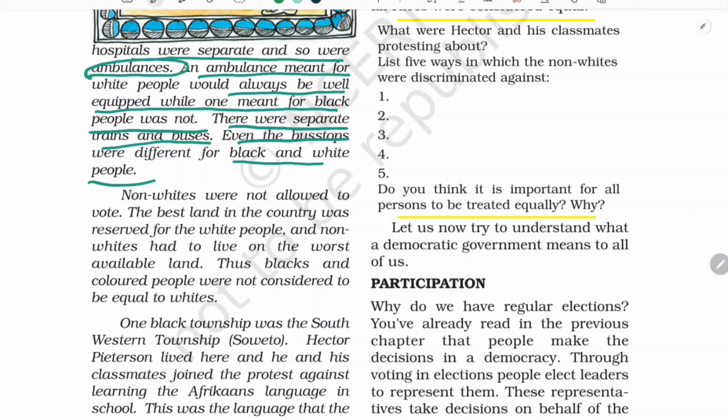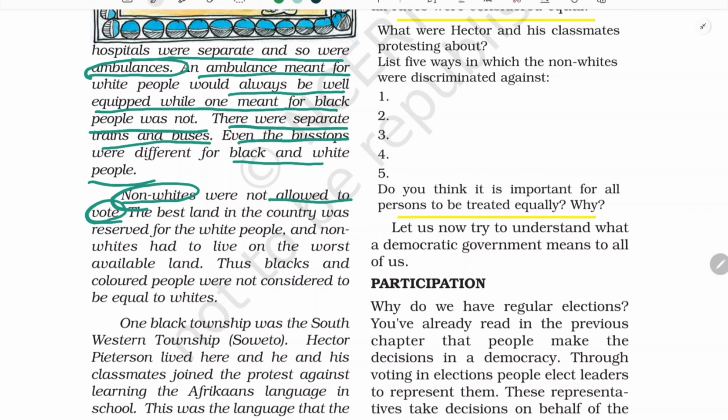Black people were not allowed to sit on the trains or buses of the white people, or to take treatment in the hospitals of the white people. Everything was being separated. All of them were termed non-whites. Apart from white people, non-whites were not even allowed to vote.